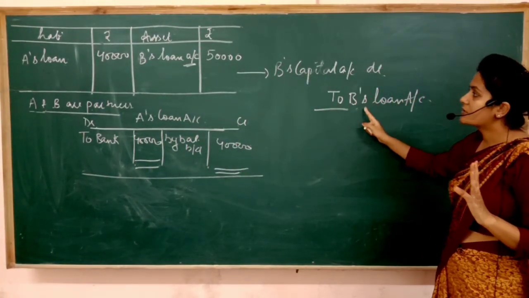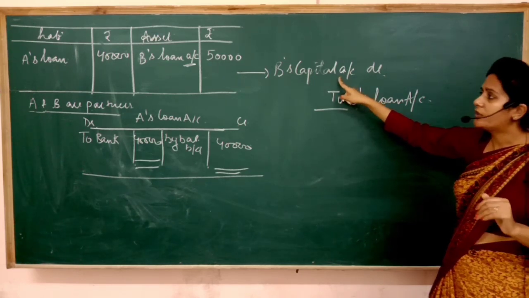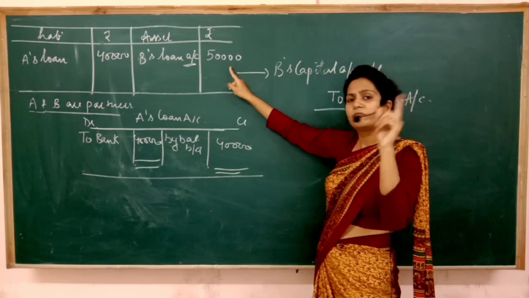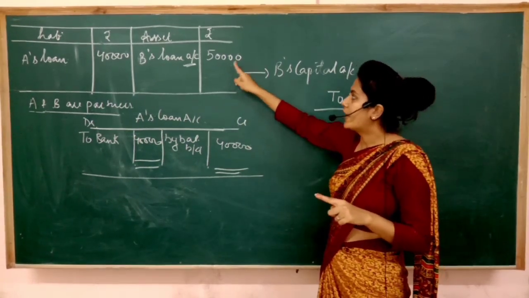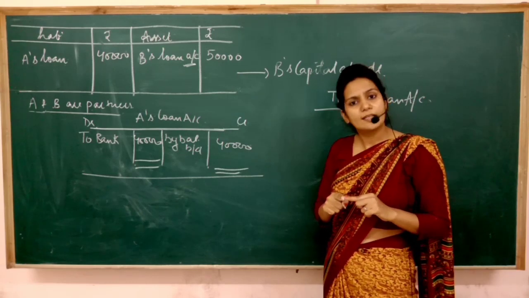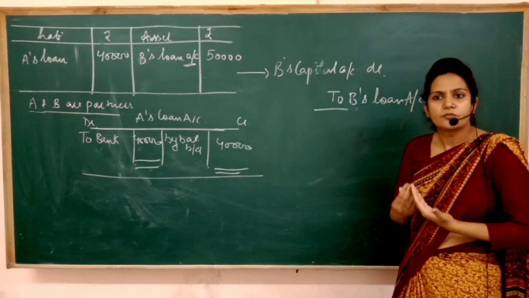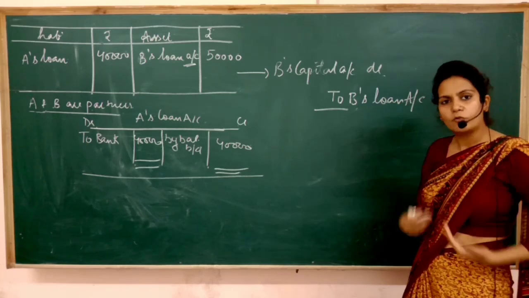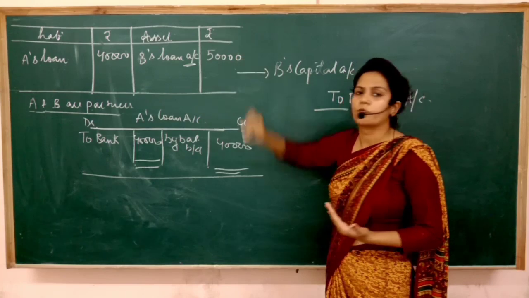Now in this case, we have to return capital to B, no doubt. But remember one thing, B has already taken rupees 50,000 from the firm. So what will the firm do? The firm will subtract this 50,000 from his total claim. The firm will tell him that you have already taken rupees 50,000 from us. So now no doubt we have to return you the capital, but we will not return this 50,000.